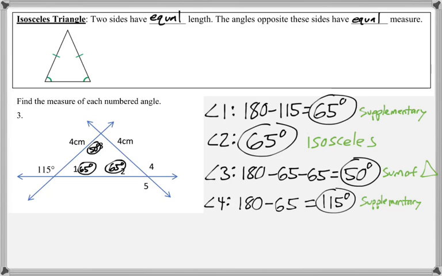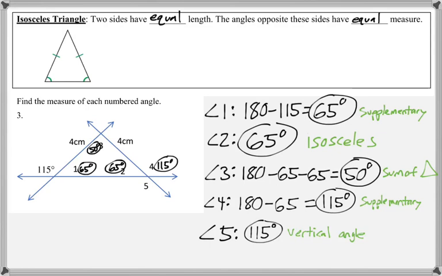And then lastly, angle 5. So we know that angle 4 is 115 degrees. And we know that angle 4 and angle 5 are vertical angles. They are across from each other. So we know that they are equal. So angle 5 is also 115 degrees. And this is because they are vertical.